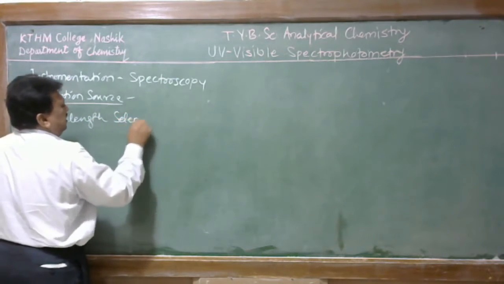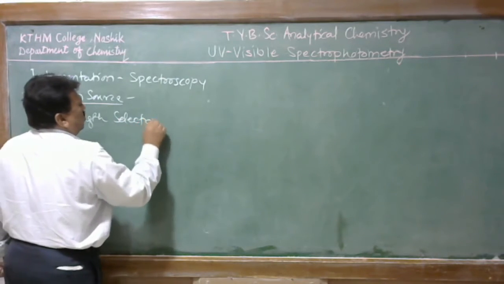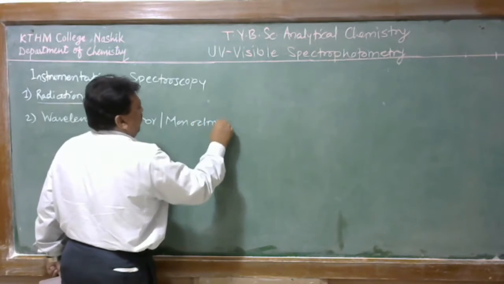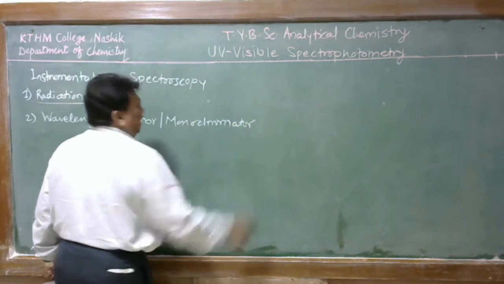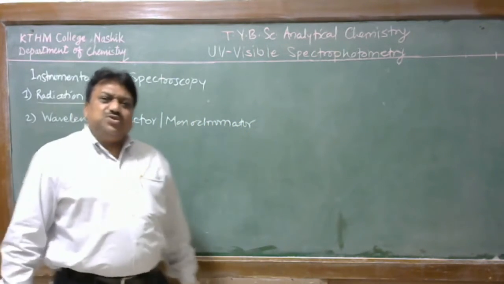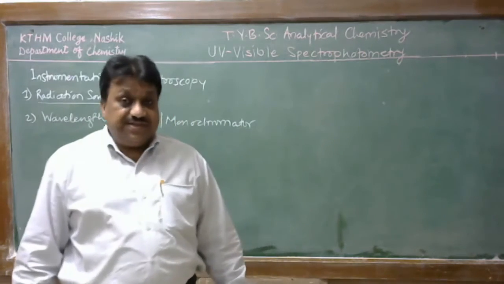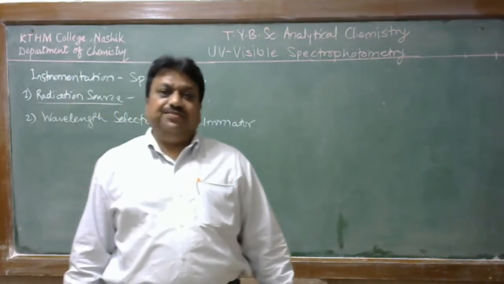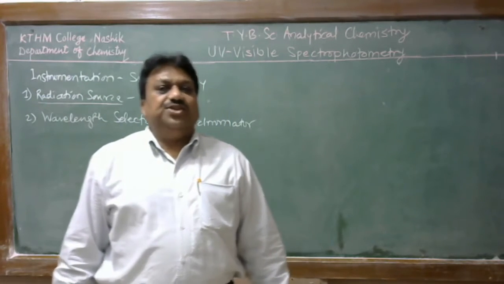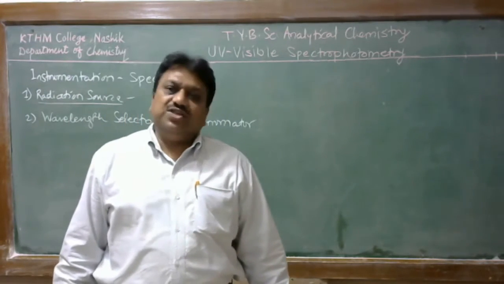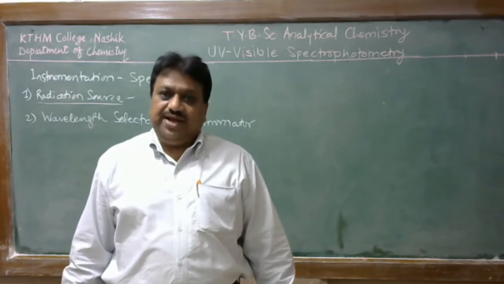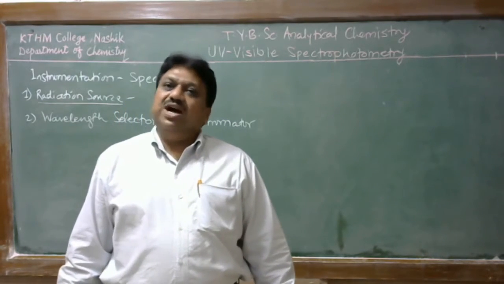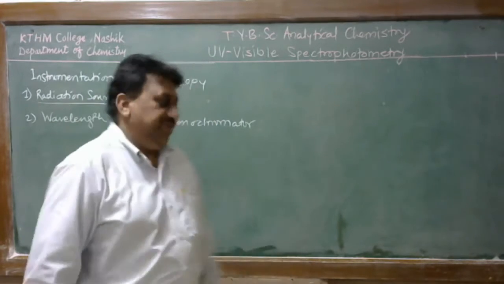Second component: this radiation source emits all possible wavelengths, and therefore the second component is a wavelength selector. It is also called a monochromator. The monochromator in absorption spectroscopy may be filters, sometimes a prism or sometimes a diffraction grating. The function of the monochromator is to isolate a monochromatic radiation. Generally, spectroscopic techniques are performed by using monochromatic radiation.